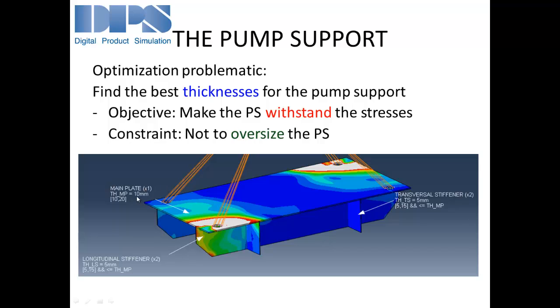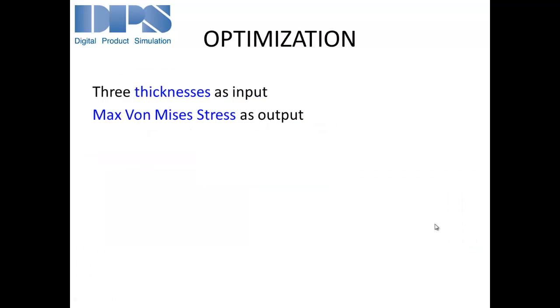We have the main plate, the current thickness is 10 millimeters. We have two longitudinal stiffeners, so one here and the other one just behind. The current thickness is 5 millimeters, and we also have two transversal stiffeners, current thickness 5 millimeters. About optimization, three thicknesses as input, because three structures: main plate, longitudinal stiffeners and transversal stiffeners. And as output, we will just focus on max von Mises stress.